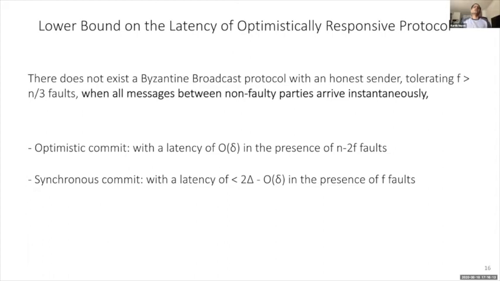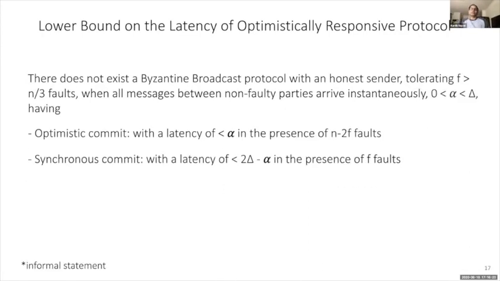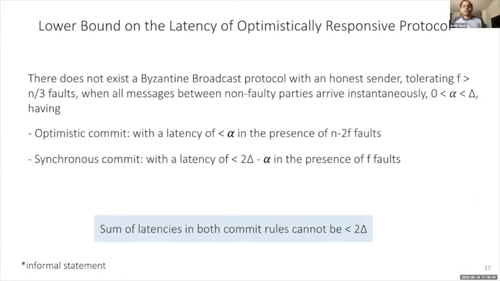In fact, although I have written this as responsiveness with order small delta, it turns out that this generally applies for any alpha between 0 and capital delta. So if you're committing in the optimistic case with some latency less than alpha while still tolerating some fault, then you cannot commit with a latency better than 2 delta minus alpha when you're tolerating F faults. In other words, the sum of latencies of both commit rules should be at least 2 delta.